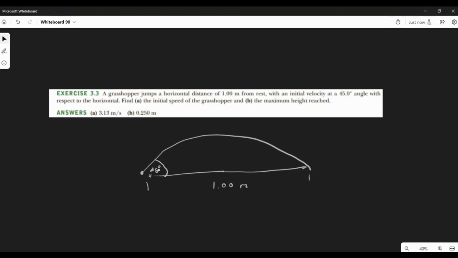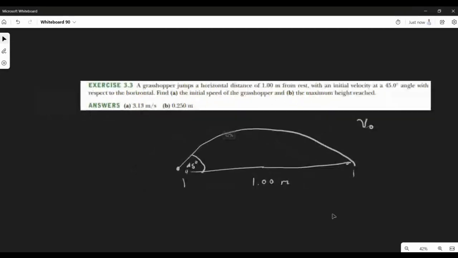So it's an interesting one. They want V0, the initial speed. All right, give it a go. The first thing is to work with the X and work with the Y, and see what you get. The initial speed, and then the maximum height reached.